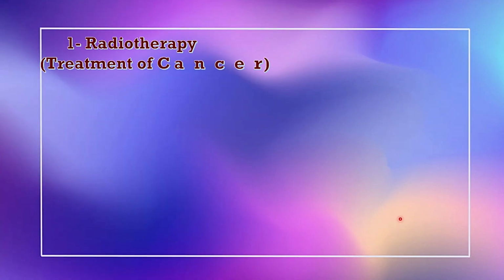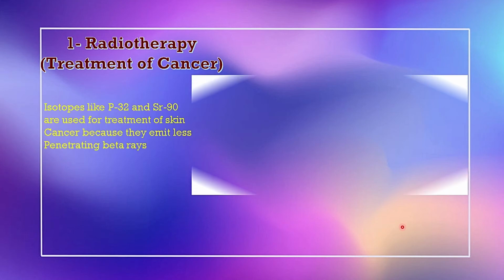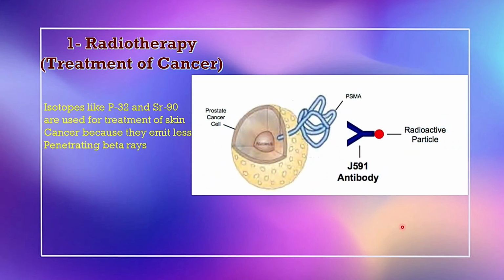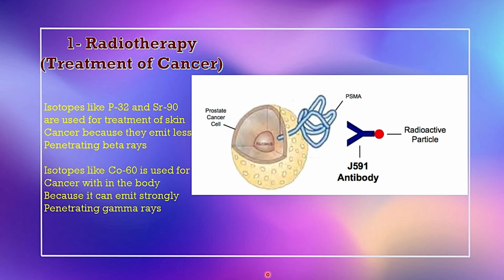The isotopes which are common for this use are phosphorus-32 and strontium-90. They are used to treat skin cancer because they emit less penetrating beta rays which cannot go inside the body. Cobalt-60 is used for cancer within the body because it can emit strongly penetrating gamma rays which can penetrate within the body.